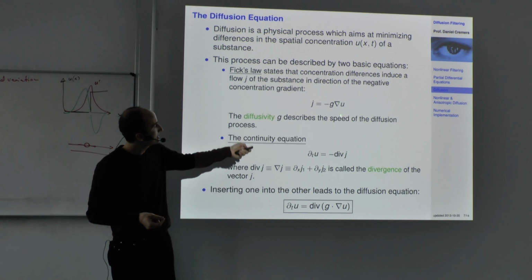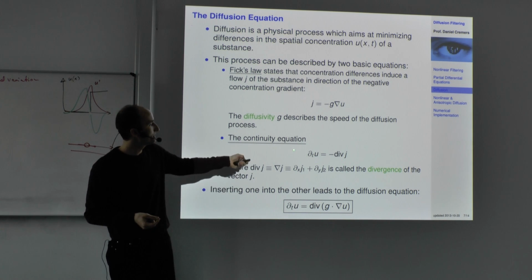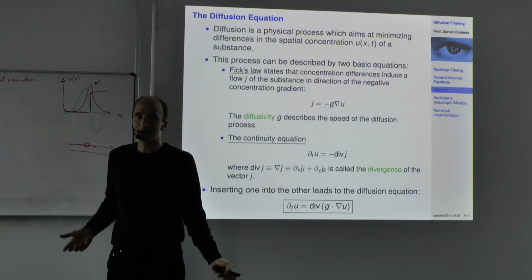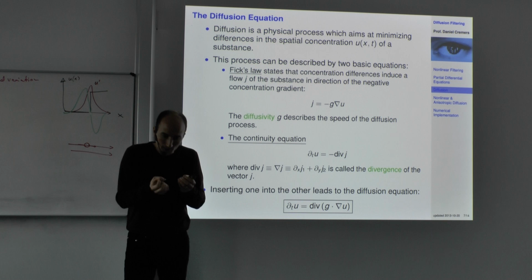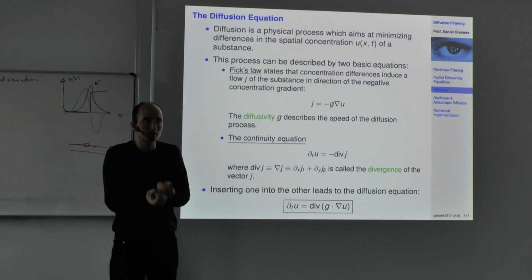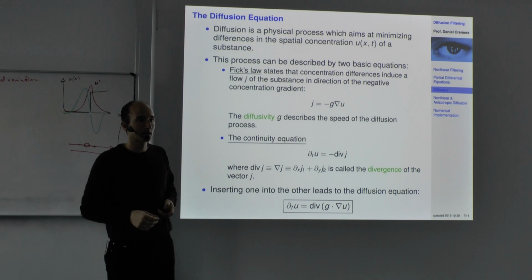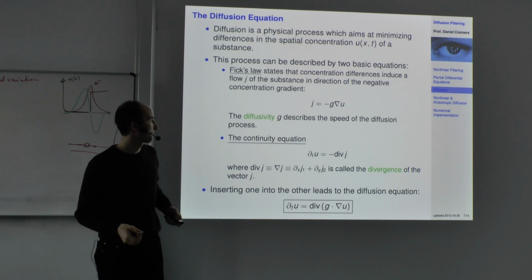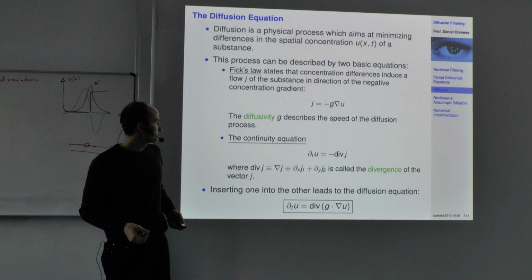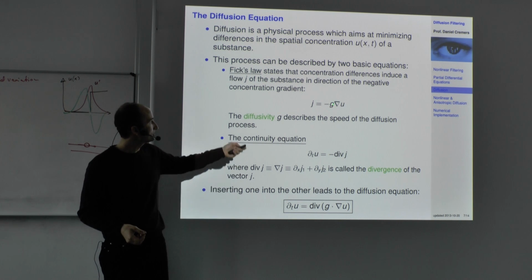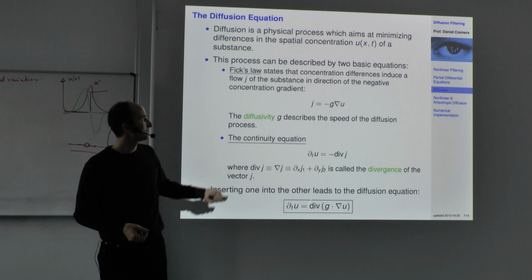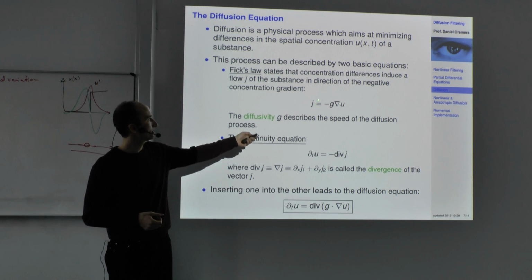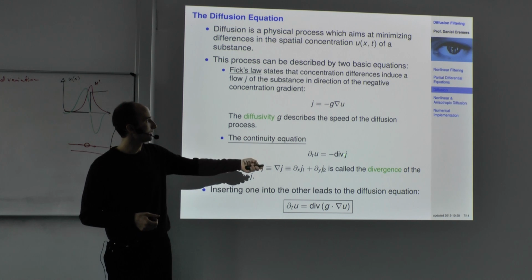And now you have these two equations. This is called the continuity equation. It basically says that the substance cannot disappear. That's all it says. If it moves away from a location, then the concentration decreases and it moves to some other place, but it cannot just disappear in total. And so these two equations are basically the backbone of diffusion, and you get the diffusion process just by plugging the J in here.